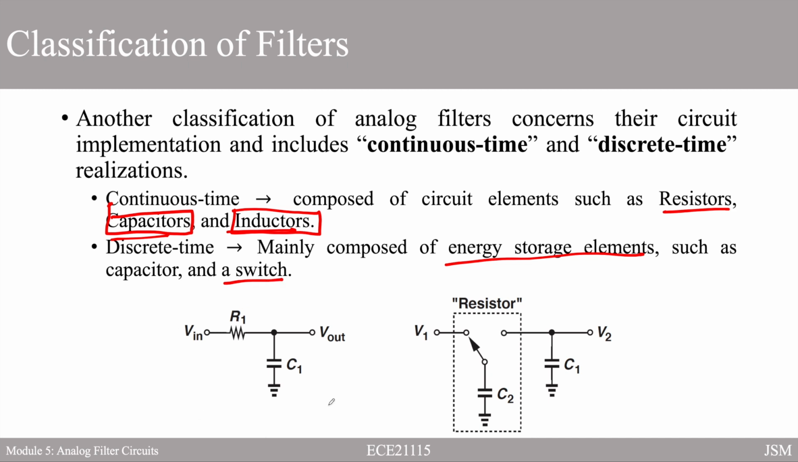So this is an example of a continuous time filter. So it is composed of a single resistor R1 and a capacitor C1. While for the discrete time filter, it is composed of a capacitor C1 and a switched capacitor. So meron tayo ditong capacitor plus switch po. And actually, this switched capacitor acts like a resistor. So, for this module, ang main focus natin is continuous time filters po. Dahil medyo advanced po itong discrete time filters natin.